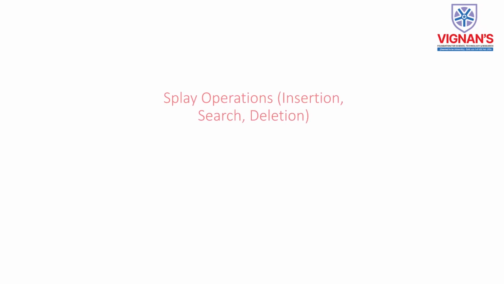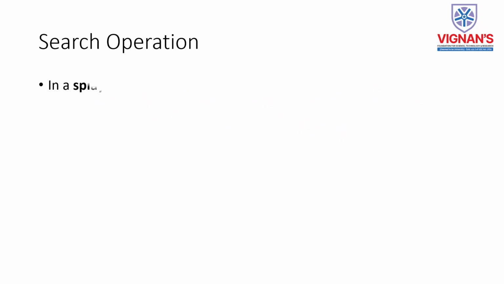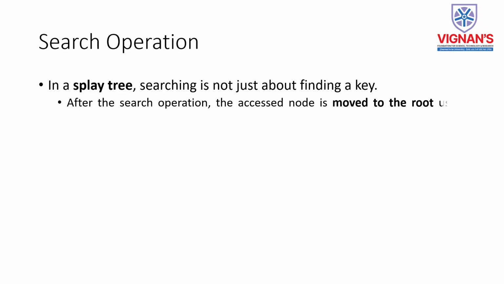Splay operations: insertion, search, deletion. In a splay tree, searching is not just about finding a key. This means the search operation does more than simply checking whether a value is present in the tree. After the search operation, the accessed node is moved to the root using splay rotations. Once the search finishes, the node that was reached is repositioned at the root by applying tree rotations.